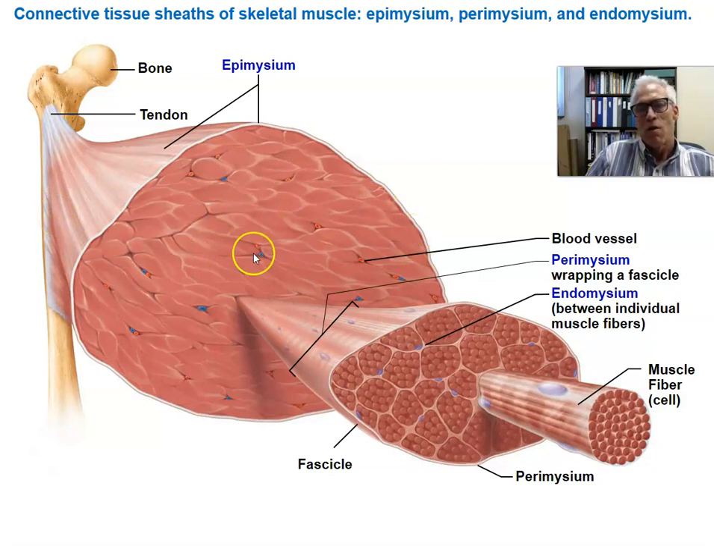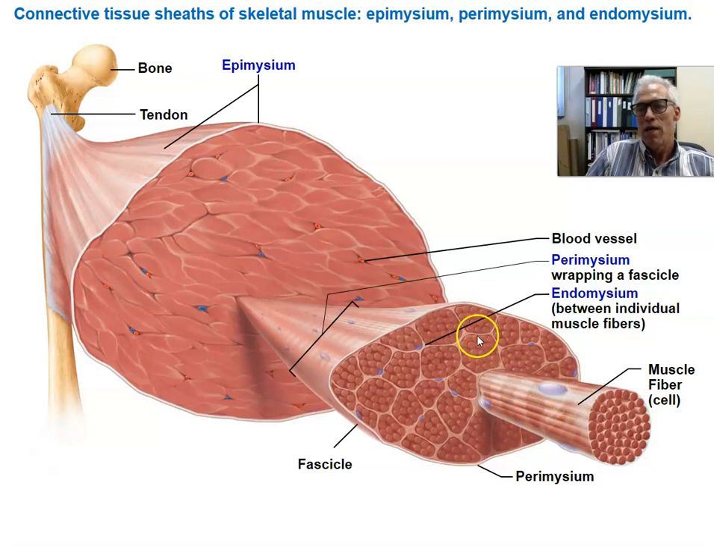If we look inside this cross section, we see a bunch of white halos, and those halos represent connective tissue boundaries, wrappings of a subunit of the muscle called a fascicle. A fascicle is a bundle of muscle cells, or muscle fibers they're called. And so the connective tissue wrapping around the fascicles is called the perimysium. And that perimysium is in addition continuous with the tendon also.